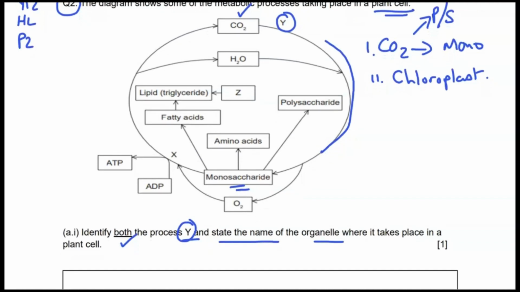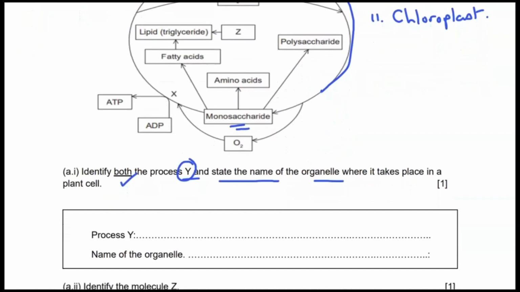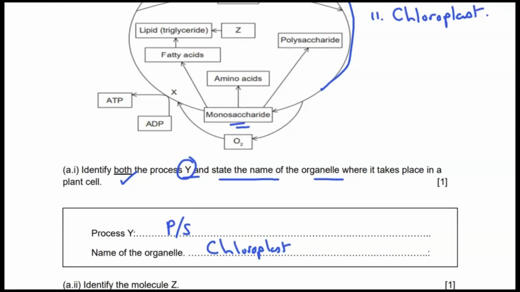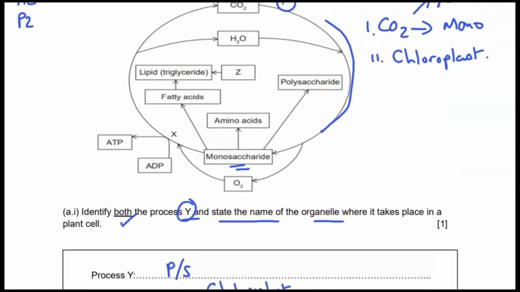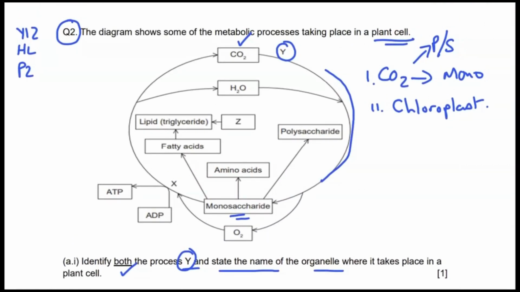Let's just move down a little bit to have a look at. So here, photosynthesis and chloroplast. As we previously stated, let's take a look at the next section of the question. It's asking us to identify molecule Z. So let's just go back up. Apologies for the scrolling, but it's necessary.